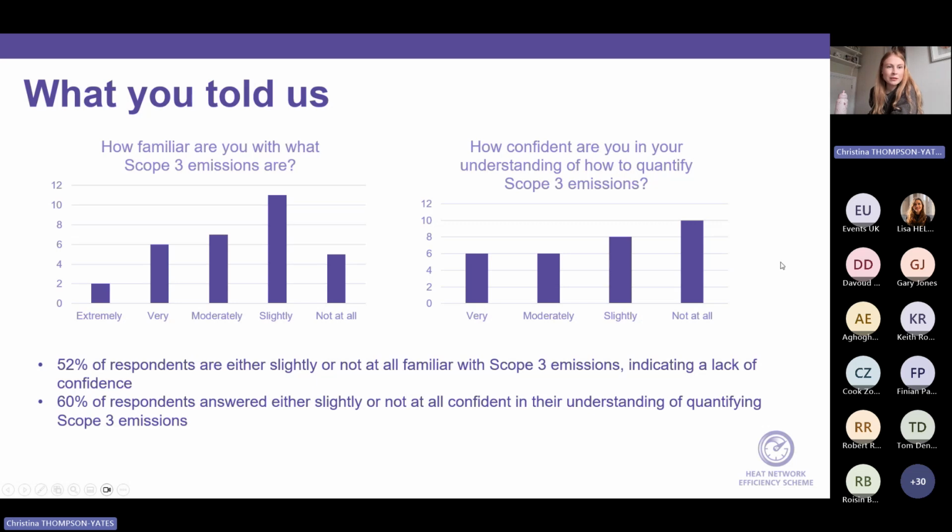We're also here because we know it's important to you. We always survey people when they register for this session. We've run it a few times now. This will have been sent to you if you signed up after, I think, the 7th of May. So over half of you said that you were either slightly or not at all familiar with Scope 3 emissions. So hopefully this session will provide you with some confidence today. And 60% of you said you are either slightly or not at all confident in your understanding of quantifying Scope 3 emissions.